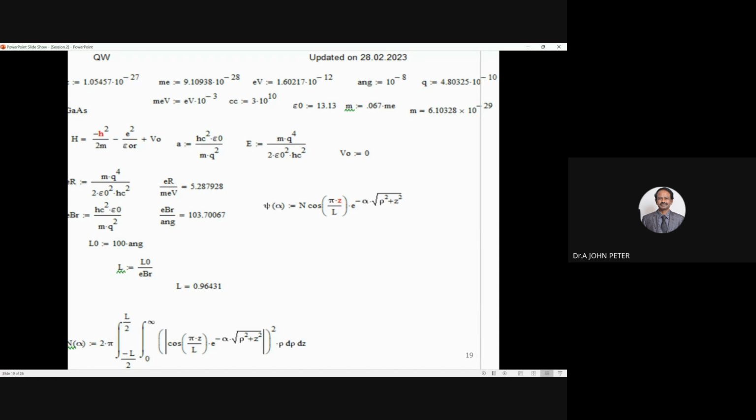So L we have taken as 100 angstrom. In similar calculations, we have to take 1000 angstrom, 800, 500, 300 angstrom, then go for 200, then 100 angstrom. We have to be more careful at 100 angstrom because it is the effective Bohr radius for gallium arsenide, in which there will be some exotic behavior. The exciton Bohr radius for gallium arsenide is 103 angstrom.